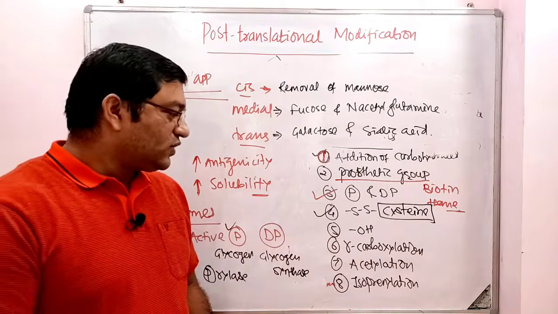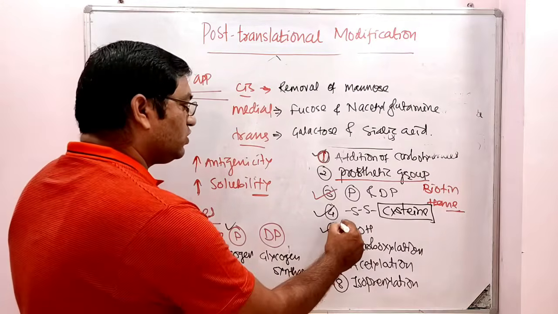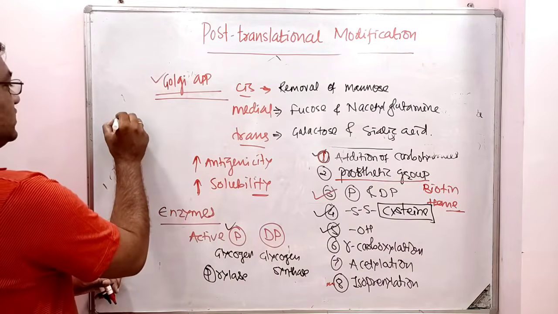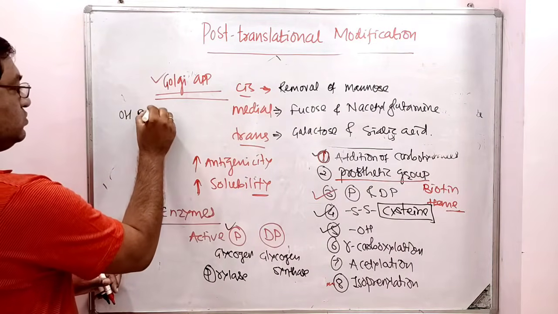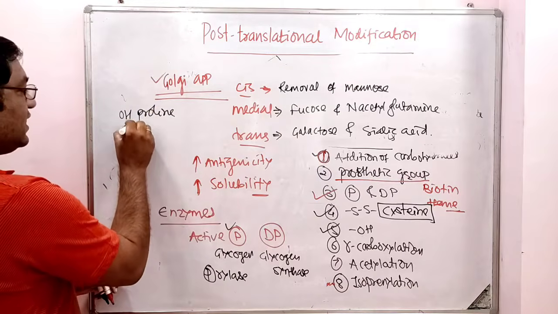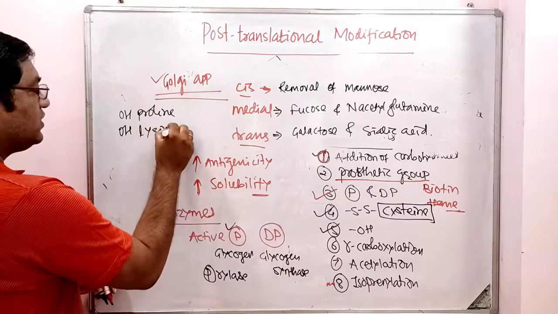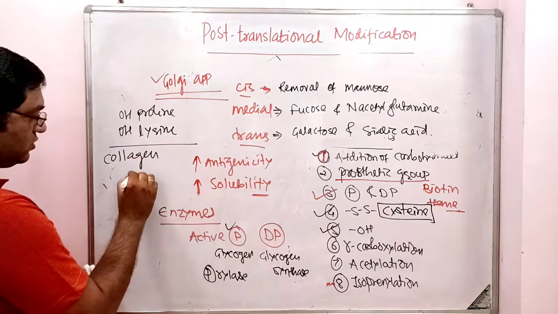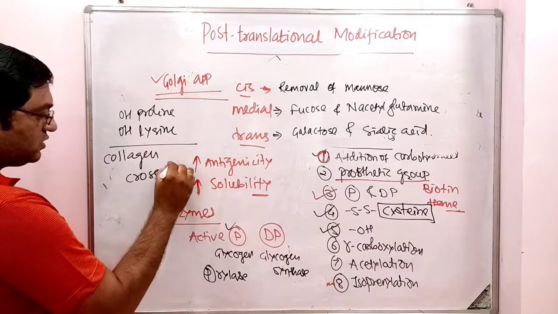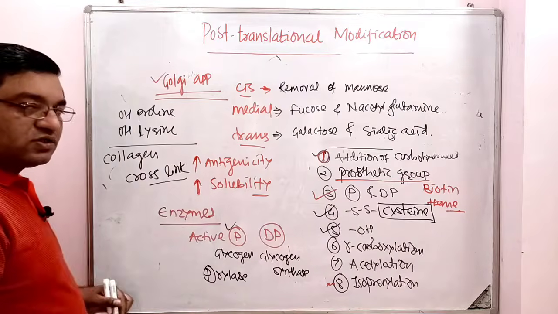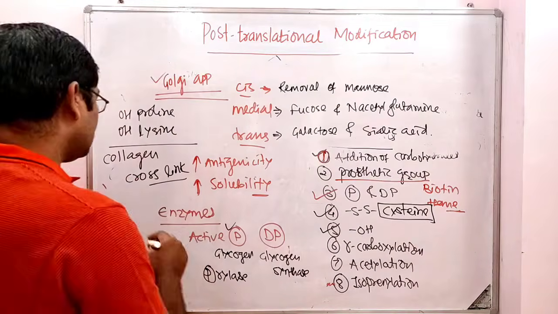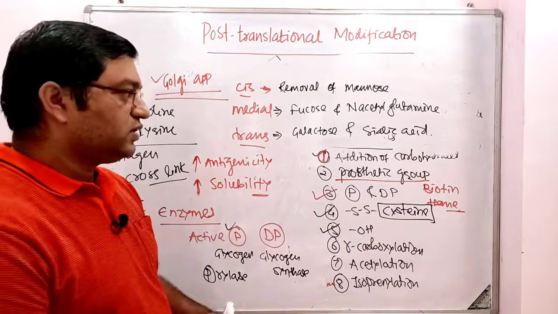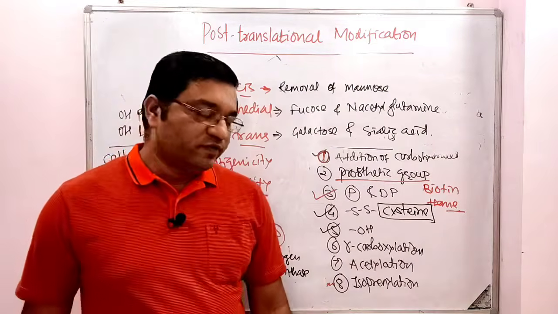Then addition of hydroxyl group, this is important in collagen formation. Formation of hydroxyproline and hydroxylysine is important for collagen cross-linking, and for this hydroxylation process vitamin C is required. This is one of the post-translational modifications.